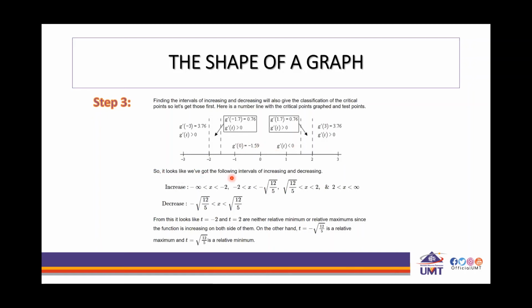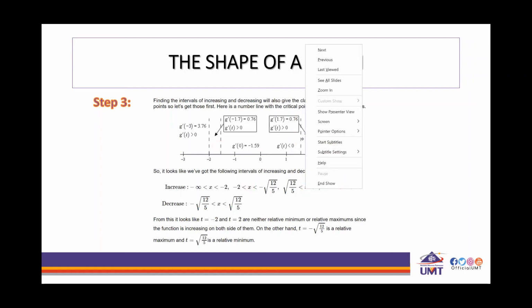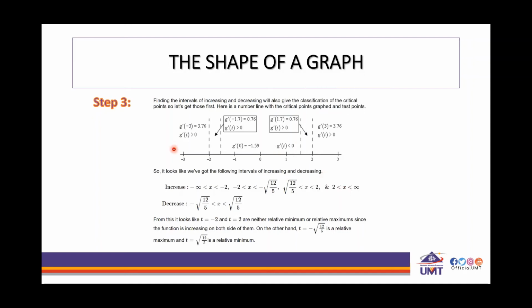So it looks like we've got the following intervals of increasing and decreasing. Increase, there are four places here. Decrease is only here, from here to here, on the number line. So from this, it looks like t equals negative 2 and t equals 2 are neither relative minimum nor relative maximum, since the function is increasing on both sides of them.